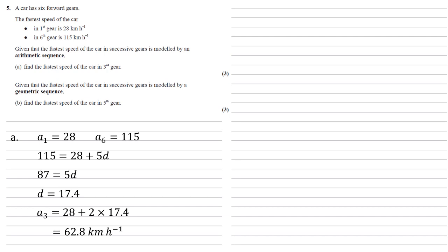Given that the fastest speed of the car in successive gears is modelled by a geometric sequence, for part B we need to find the fastest speed of the car in fifth gear.